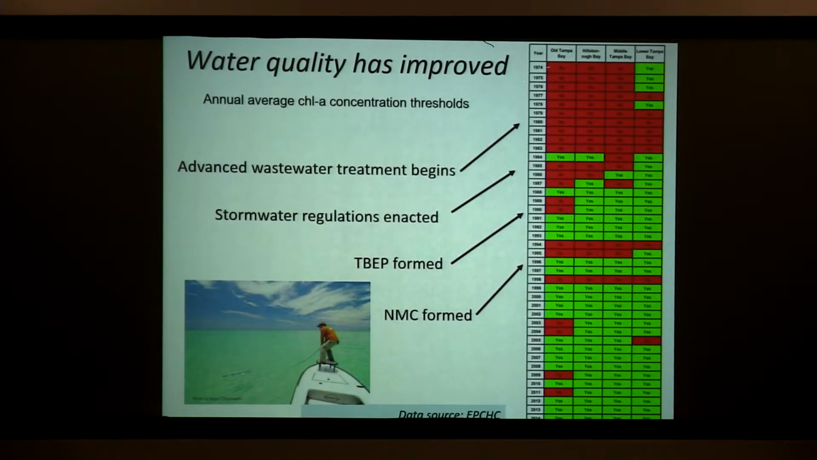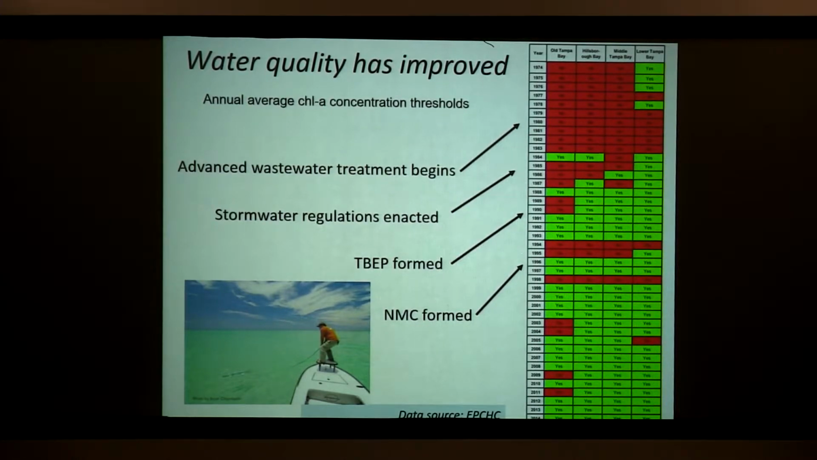Starting in 1974, the 4 major bay segments of Tampa Bay. Red is when we were not meeting that light attenuation goal and the chlorophyll A concentration threshold, and green indicates years when we are. This is an average annual. You can see with the reductions in wastewater, it took about 5 years before we started seeing improvements in water quality in Tampa Bay.